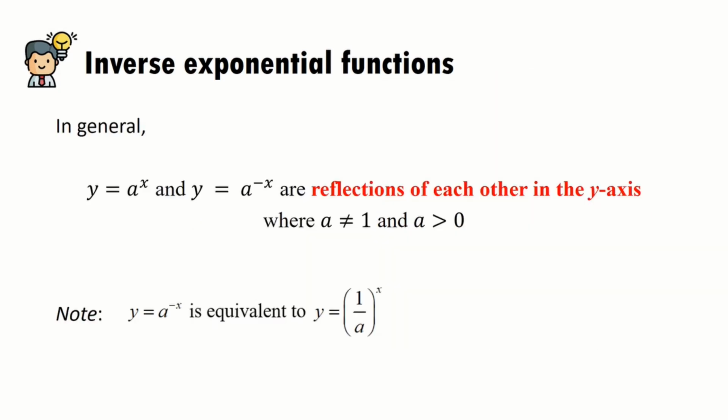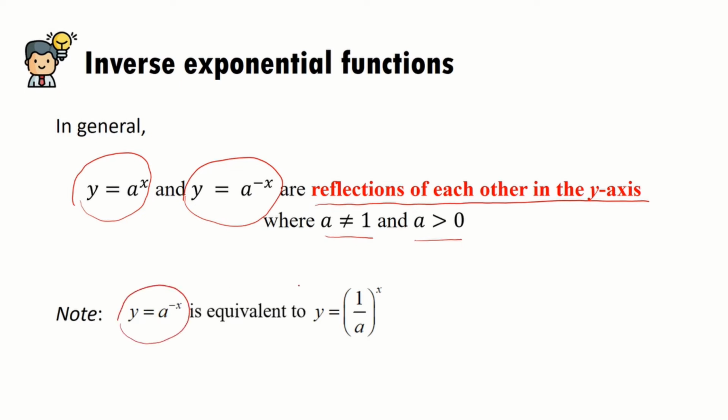What we have just seen is the relationship between the exponential function and its corresponding inverse exponential function. Hence, in general, when we have a function y equals a to the power of x and the inverse y equals a to the power of negative x, they will always be reflections of each other in the y-axis. Taking note that the exponential function definition still holds, where a is not equal to 1 and a is more than 0. I hope you also take note that y equals a to the power of negative x is equivalent to this.